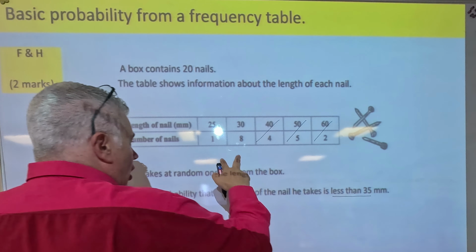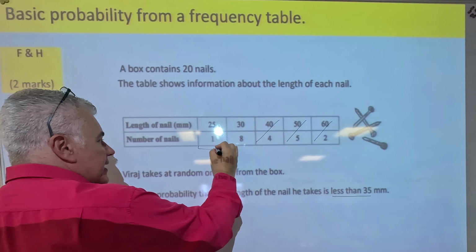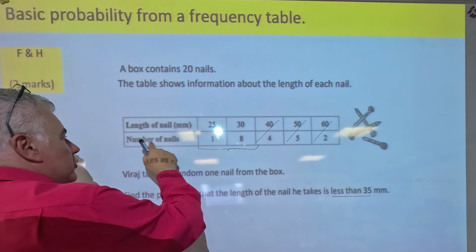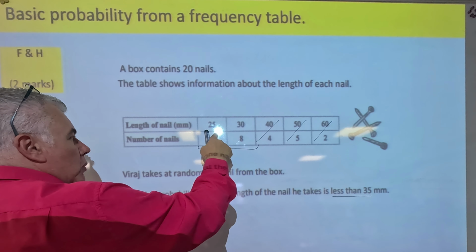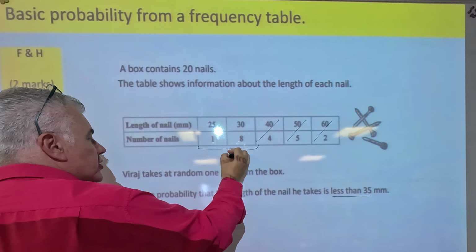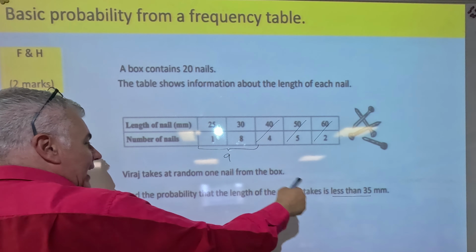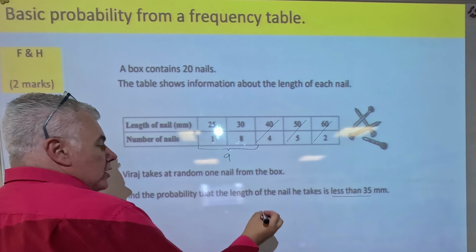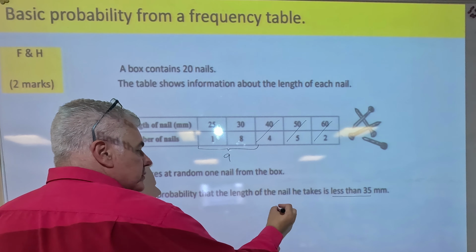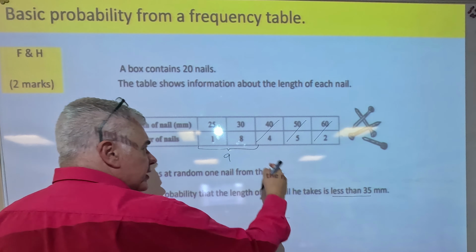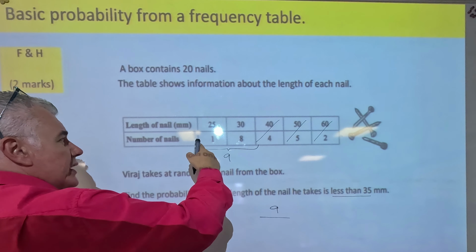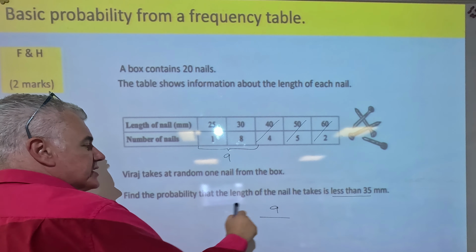So basically I want to know how many nails I've got that are less than 35. Number of nails 1 and 8. So 1 was 25, 8 were 30. So in total I've got 9. 9 of my nails were less than 35. So the ones I'm interested in are those 9. The chances of picking from all of those, one that is less than 35, has to be 9.